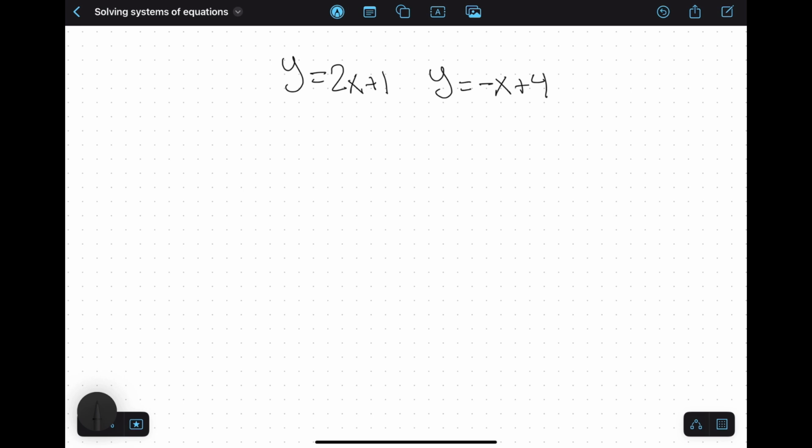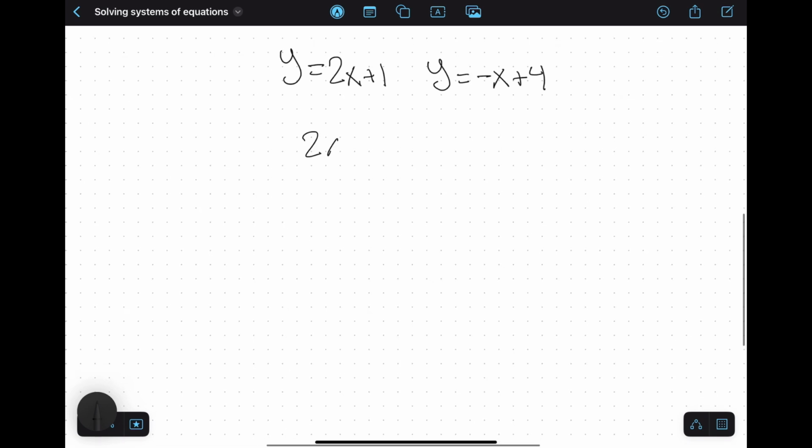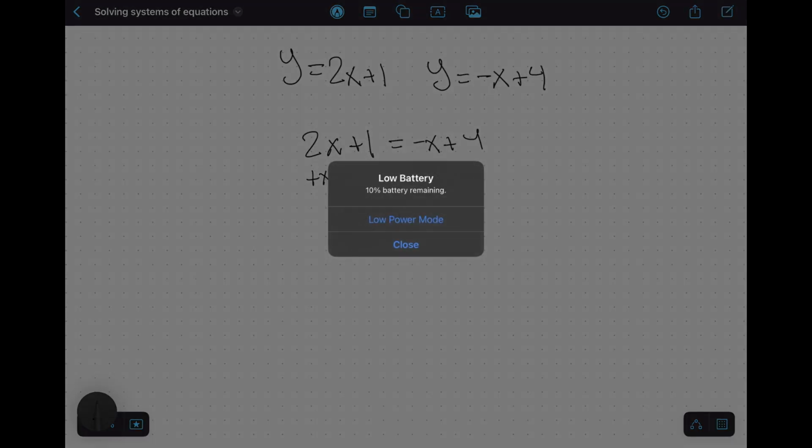Let's start with substitution. We'll use these two equations. Right here we have y equals 2x plus 1 and y equals negative x plus 4. Since both are already solved for y, we can substitute one into the other like this. Equals negative x plus 4. Next, we have to add x to both sides. So plus x. That will bring us to 3x plus 1 is equal.